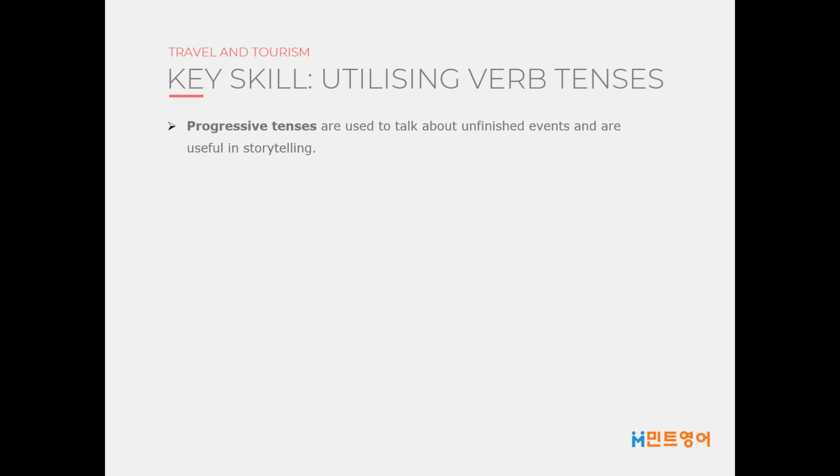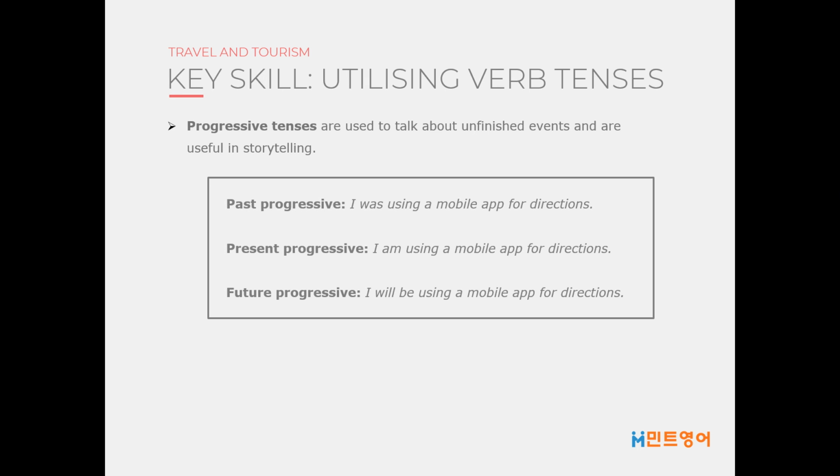Progressive tenses are used to talk about unfinished events and are useful in storytelling. Look at these examples.